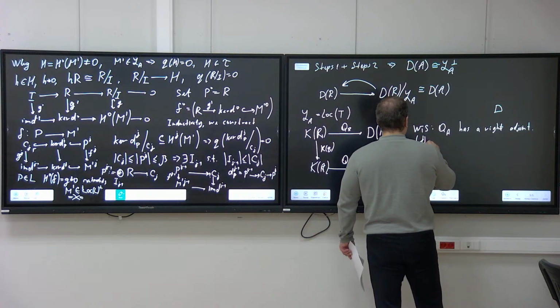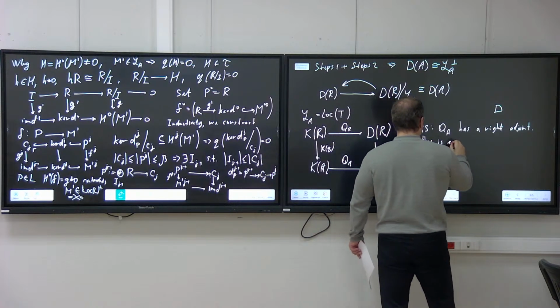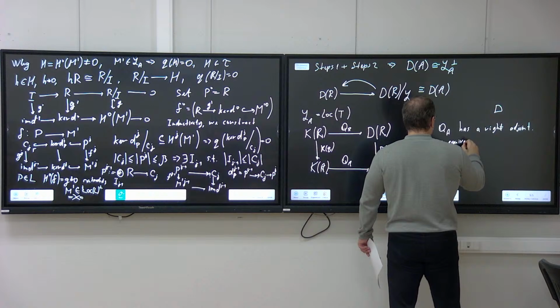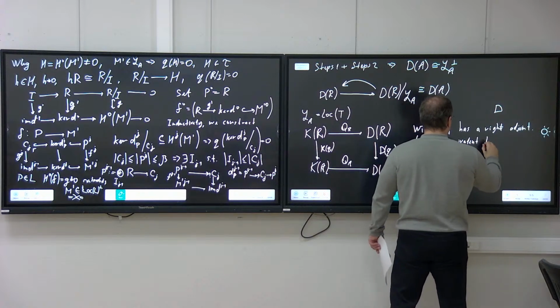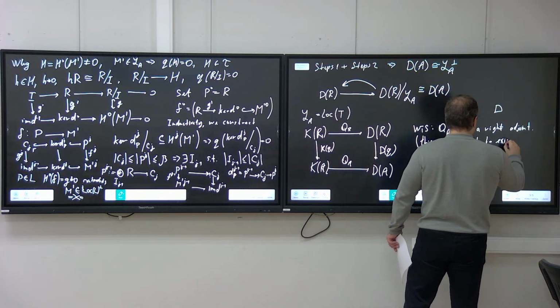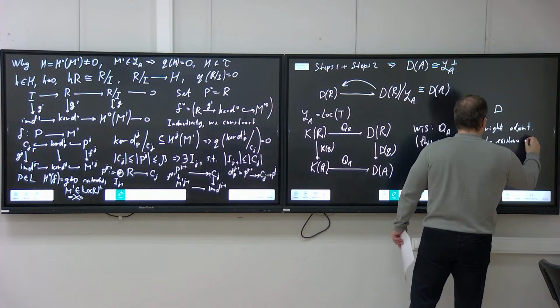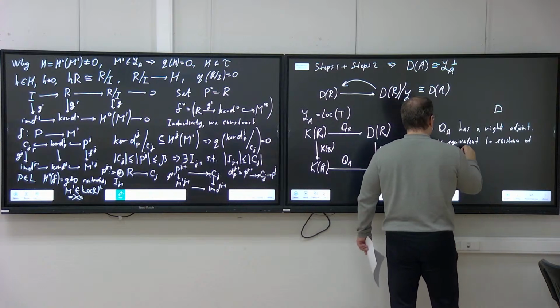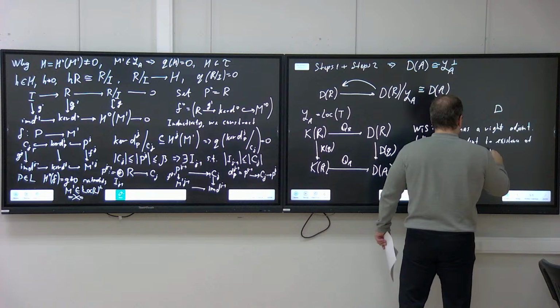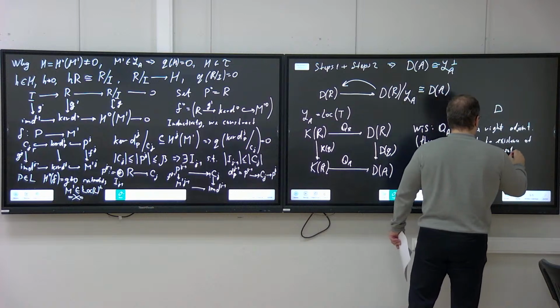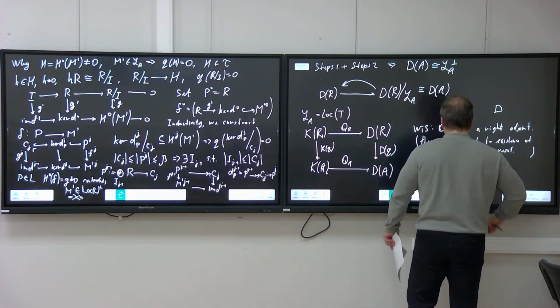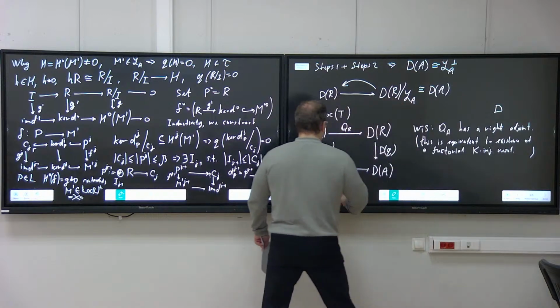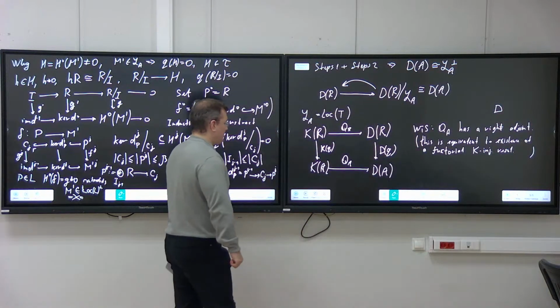So this is equivalent to the existence of a functorial K-injective resolution. This is the reason why it is nice to have a right adjoint for such a functor.